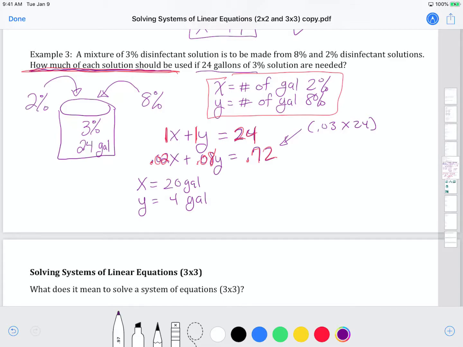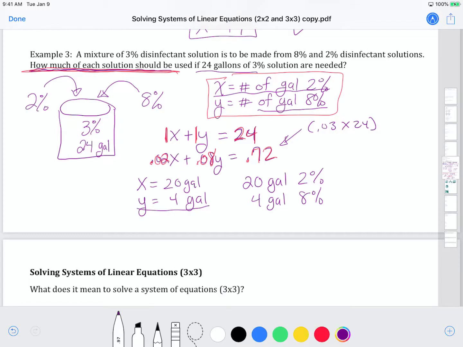So then our final answer would be, we're going to have 20 gallons of the 2% solution because X represented the gallons of 2% solution. And Y is 4, and Y was the gallons of the 8% solution. So I would have 4 gallons of the 8% solution. And when I mix those together, that's going to give me my 3% of the 24 gallons.